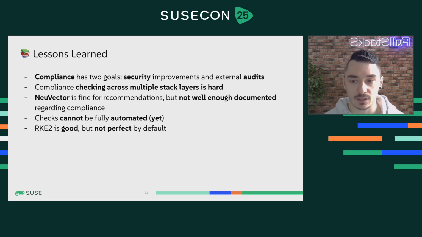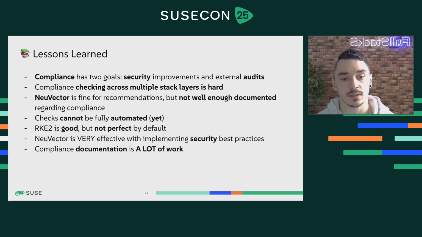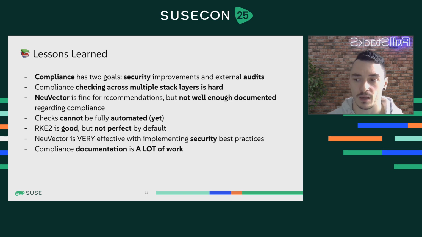RKE2 is definitely good, close to great. It's not perfect by default, but as we've seen over the last 2 years, the standard of compliance is getting better and better by the release. As of now, it's definitely the best Kubernetes distribution we know so far, especially for on-prem installations. And it's definitely going in the very, very right direction of being 100% compliant out of the box. Not yet, but I think they're definitely on the way there. All right. And I think the concluding note here is that compliance documentation is a lot of work, and unfortunately, to some degree, also manual work.